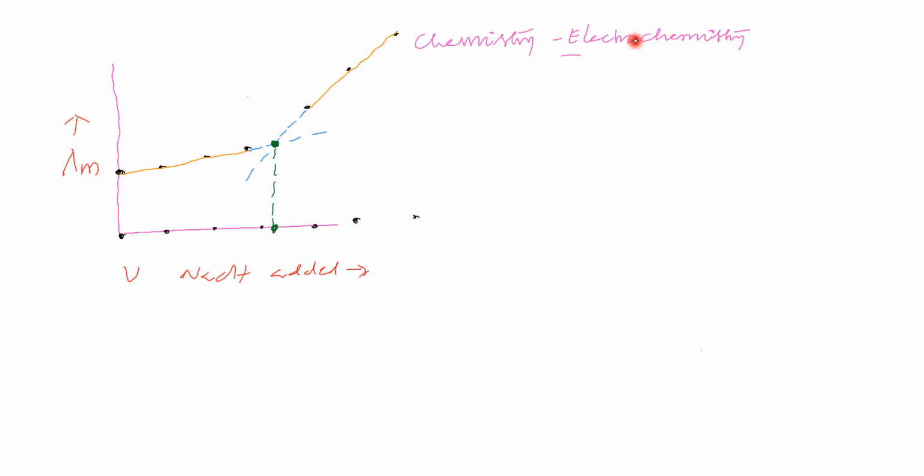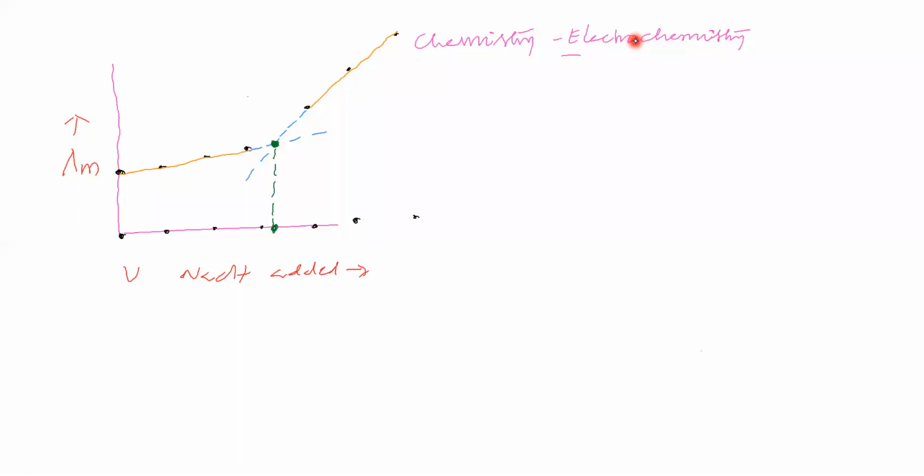You see that in this titration, weak acid versus strong base titration, before the equivalence point, on adding sodium hydroxide solution, lambda m increases. After the equivalence point also, on adding sodium hydroxide, lambda m increases. But in what way? Before the equivalence point, lambda m increases slowly. After the equivalence point, lambda m increases steeply.